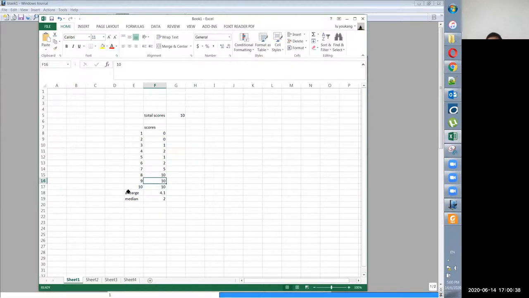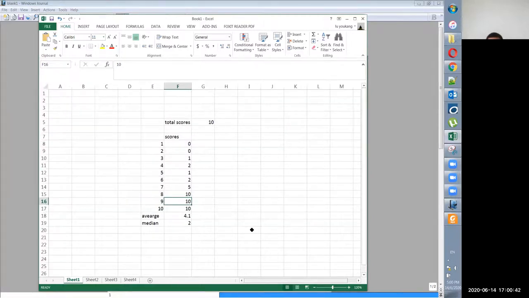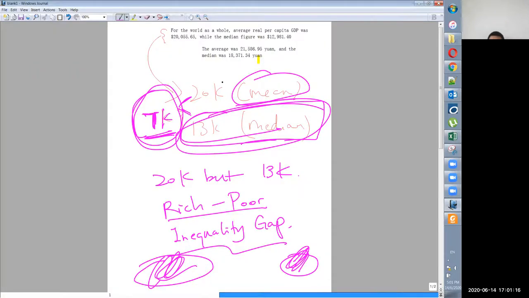So can you see, if you have two extremes, meaning some very high scores and a lot more low scores, you will see that the difference between the average and median is quite huge, especially when you have two very extremes. So in this case, it's better to use the median to represent this set of data. Similarly, for the income or the GDP here, I think it's better to use the median. I agree with you. It's a more representative number.